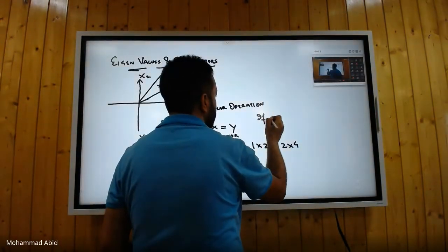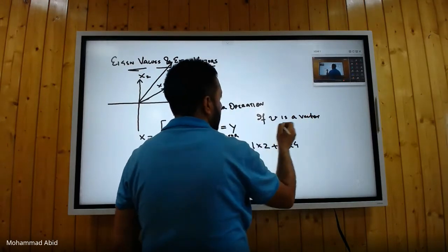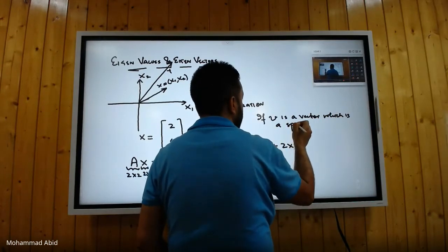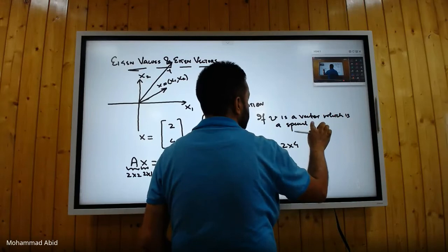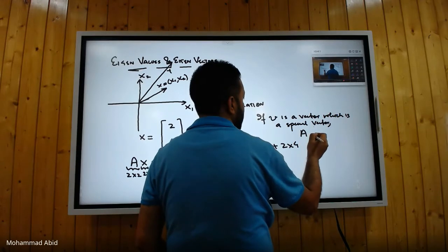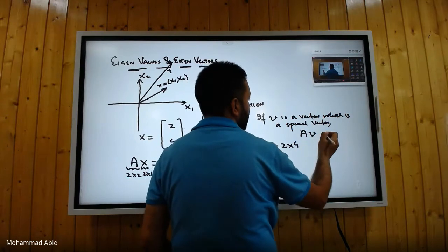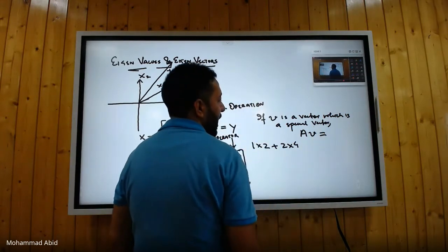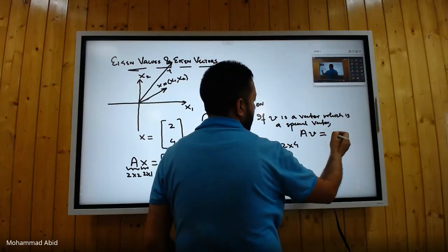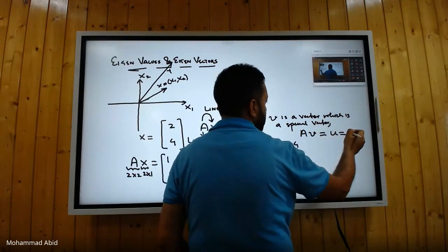But sometimes if you do the same operation on some special vectors, like if I consider V is a vector which is a special vector. Why do I call it a special vector? Because when I do the same operation on this vector, that is when I pre-multiply this V by a matrix A, I end up with another vector, let's say U, which is actually a scaled version of the same vector.